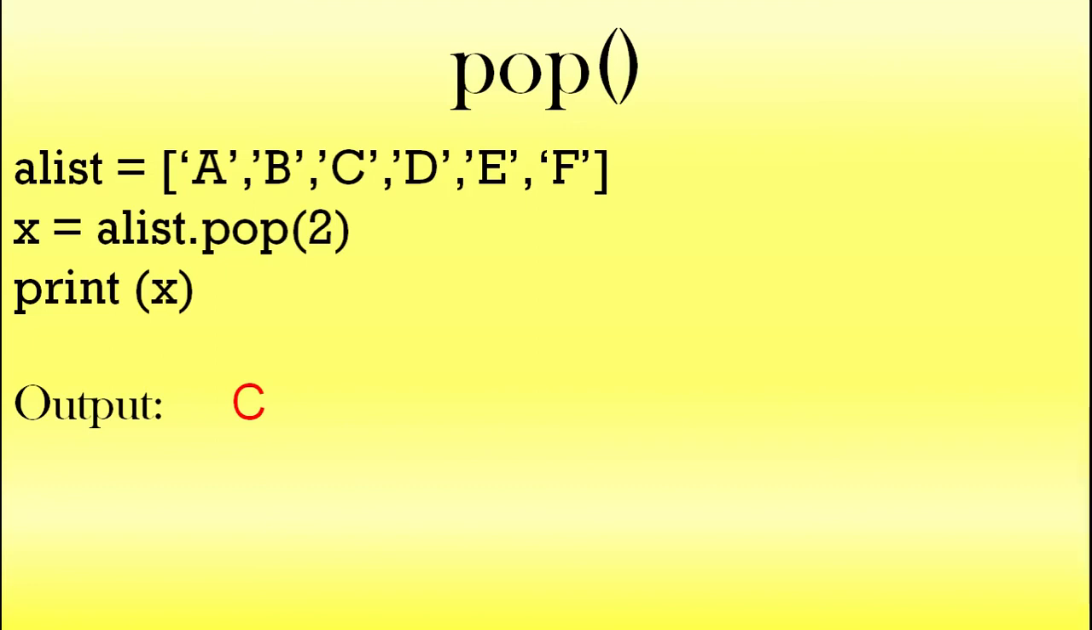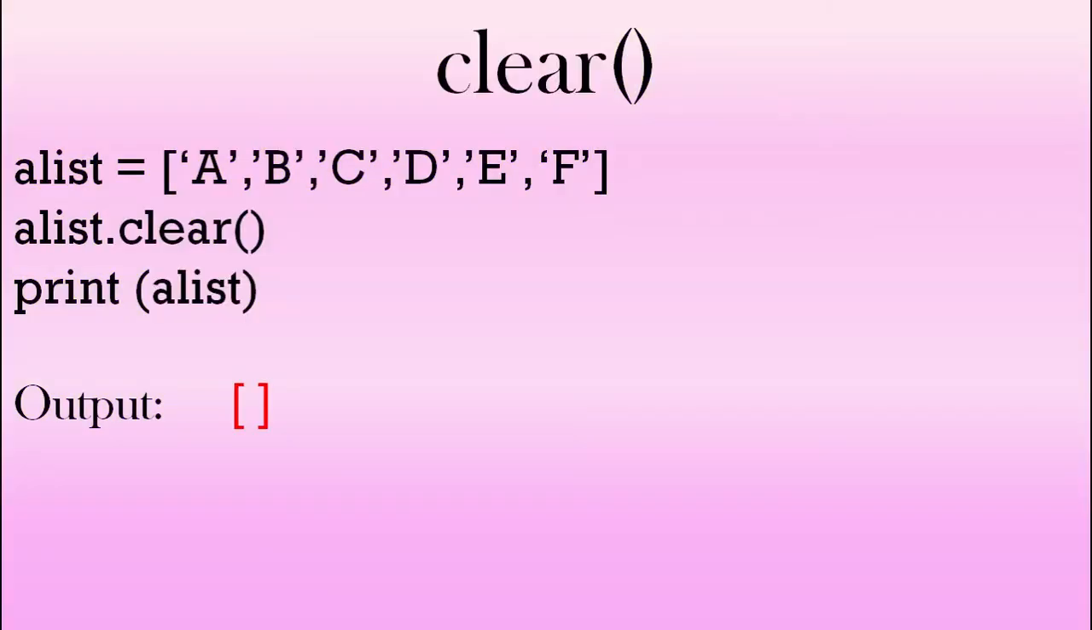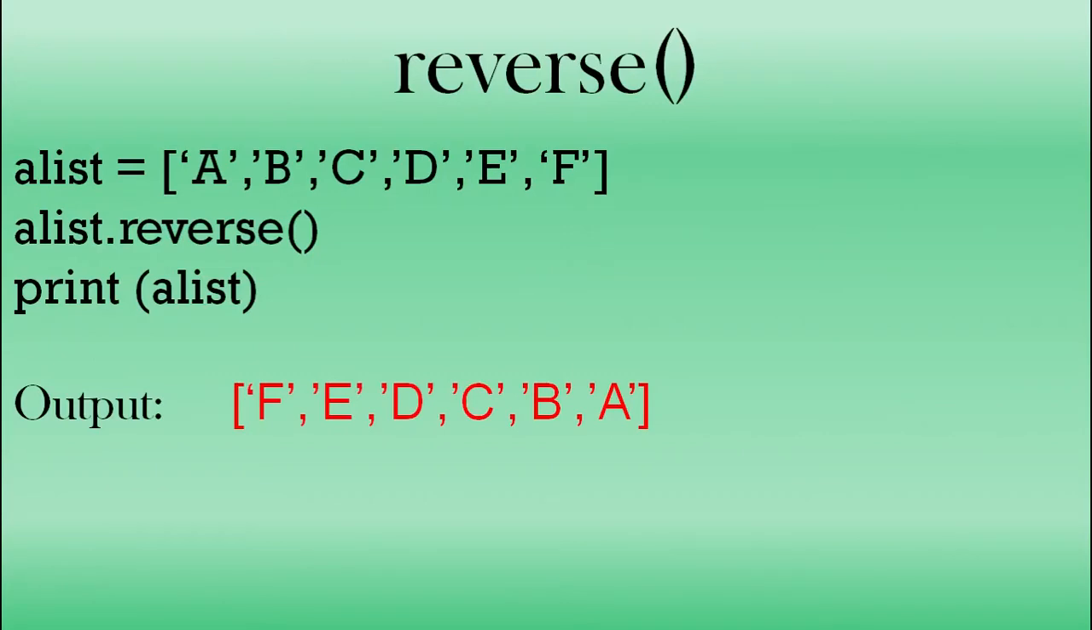Clear just clears the list, empties it of all the values. That's the clear function. And reverse, again we have the word reverse with the brackets, and that takes the elements and puts them in the reverse order.